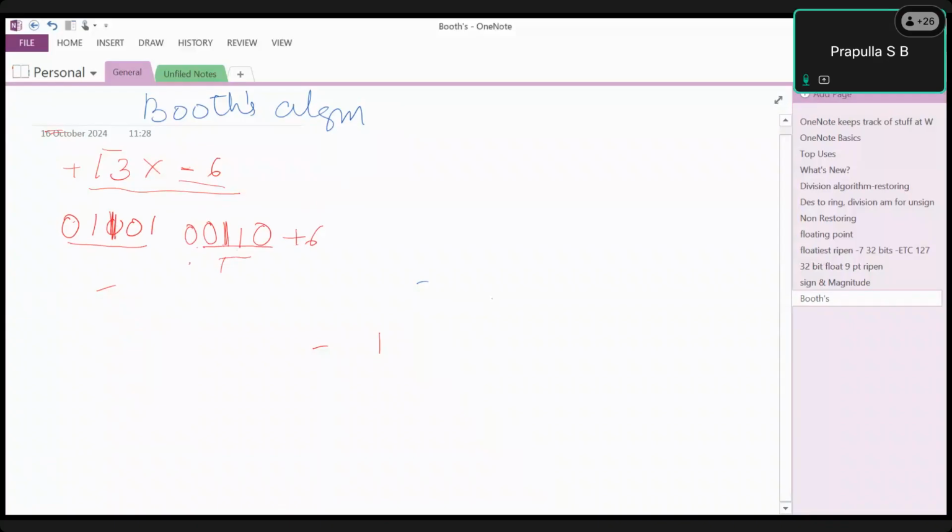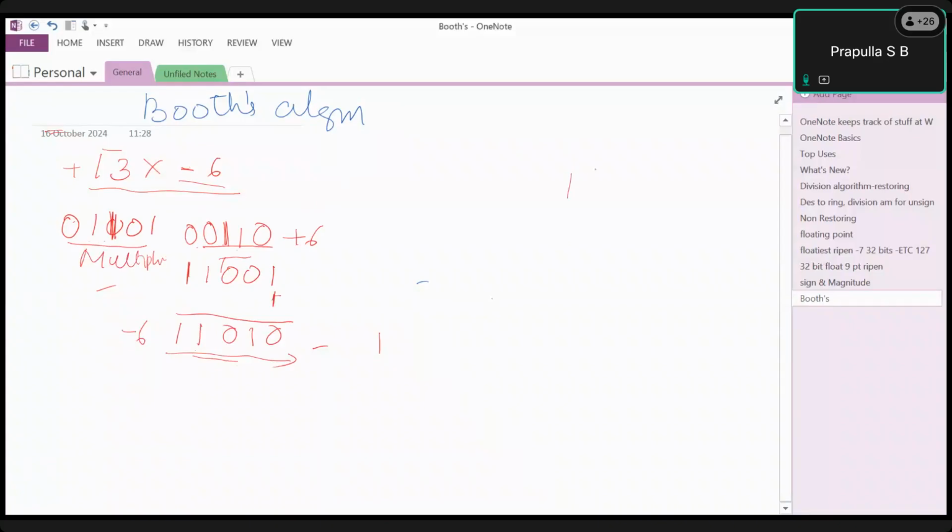So to make it minus 6, I will convert to 2's complement. Converting to 2's complement, I think you all are aware of. Convert to 1's complement, add 1 to the rightmost bit. So this will be 0, 1, 0, 1, 1. So it is 1, 1, 0, 1, 0. This is minus 6. Okay, this is my multiplier. Then this is my multiplicand.